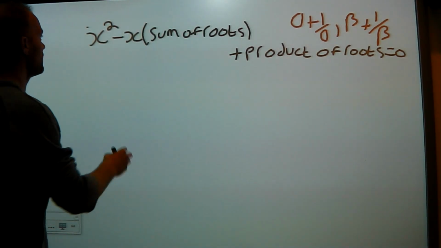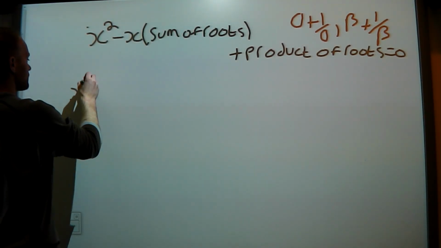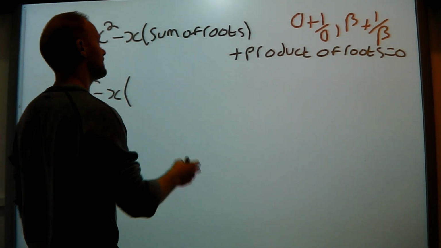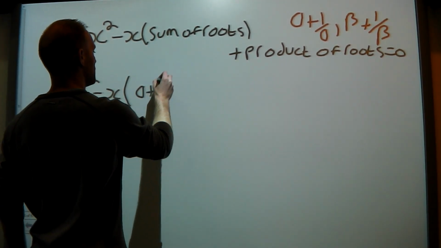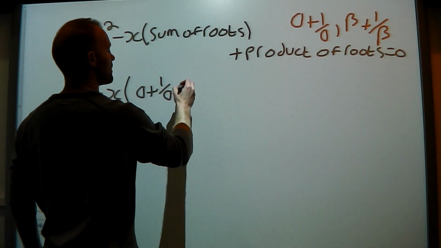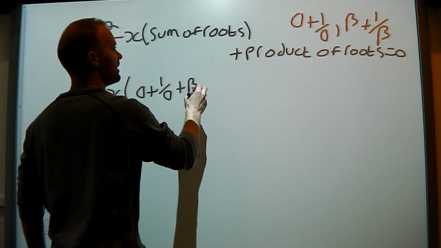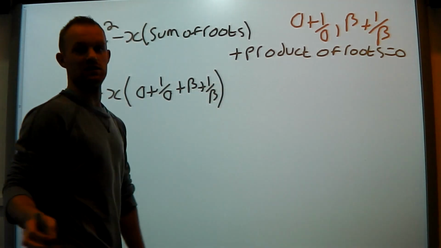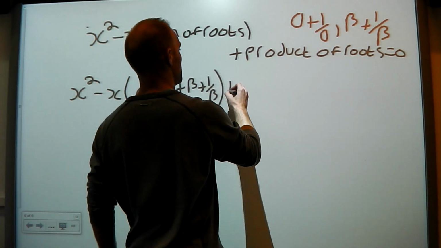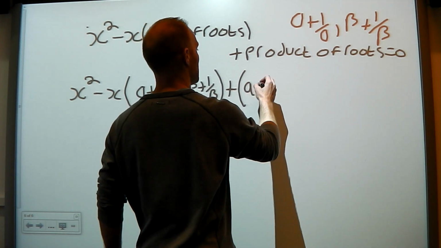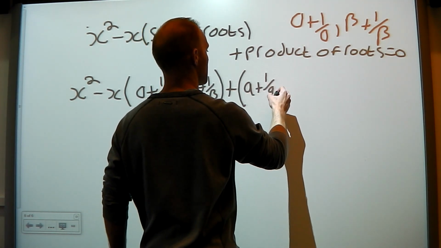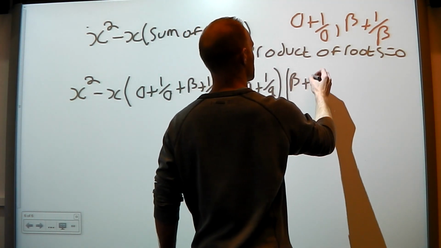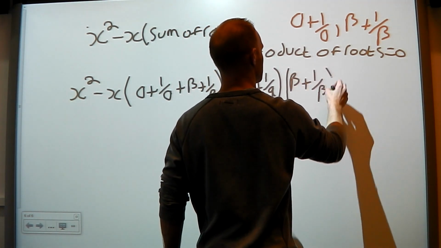So basically we just work this out. x squared minus x times the sum of the roots. So that's the two roots added together, alpha plus 1 over alpha plus beta plus 1 over beta, plus the product of the roots. This is going to be a bit complicated now. So plus alpha plus 1 over alpha times beta plus 1 over beta.